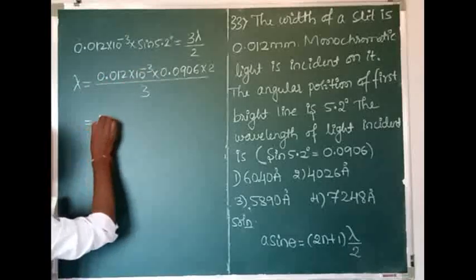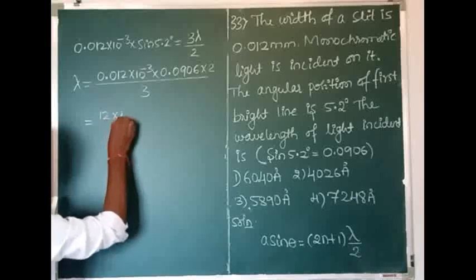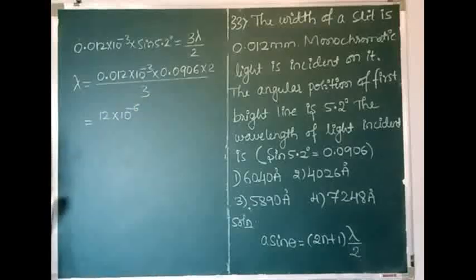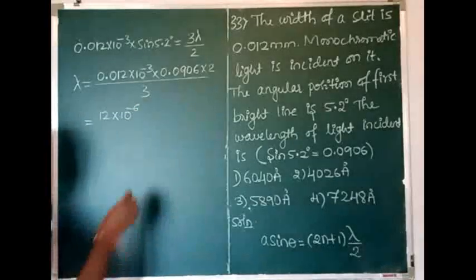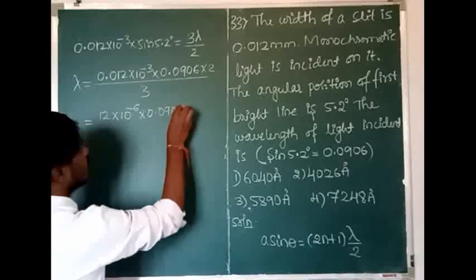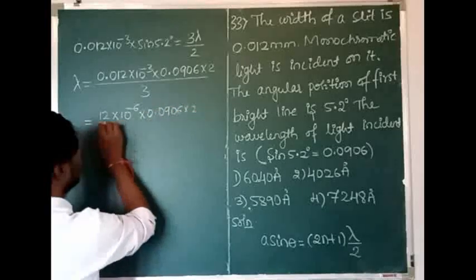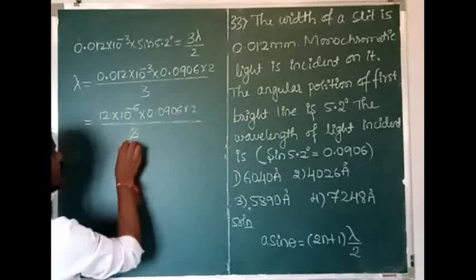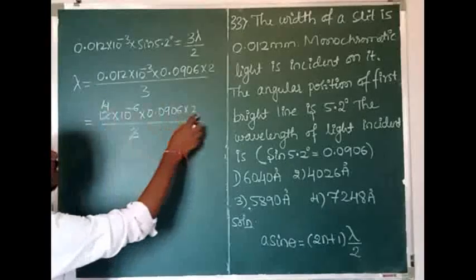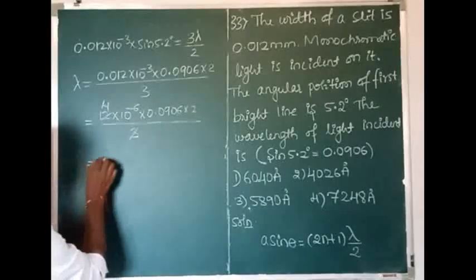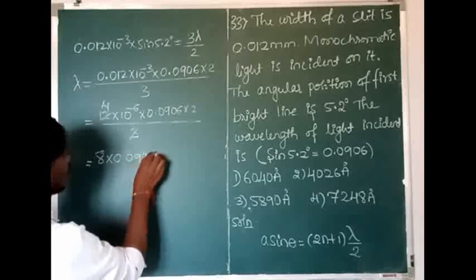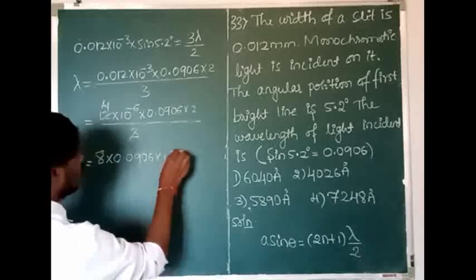Then I will displace the decimal point after 3 digits in right direction. We can write that is 12 into 10 to the power of minus 6, because 10 to the power of minus 3 into 10 to the power of minus 3, that is 10 to the power of minus 6. Then 0.0906 into 2 divided by 3. Then 3 fours are 12, then 4 into 2, that is 8. 8 into 0.0906 into 10 to the power of minus 6.